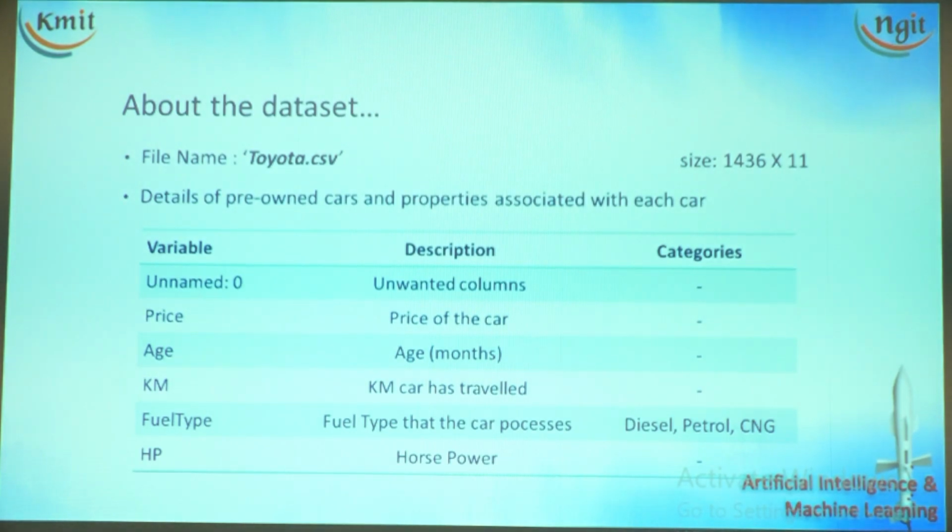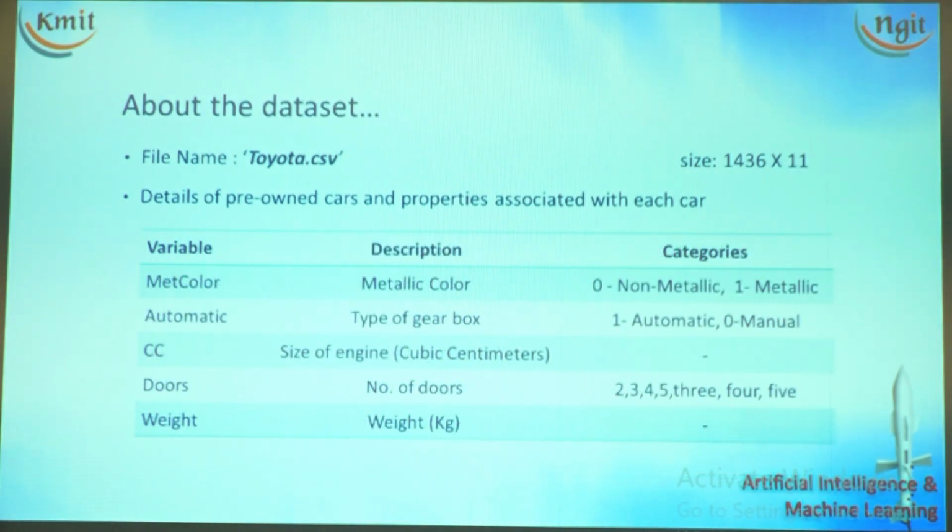Then HP, horsepower. Okay. Then color of the car, metallic color. Is it a metallic color or a non-metallic color? So again, what type of data is it? Categorical. Categorical, metallic or non-metallic. Basically 0 and 1 here because there are only two categories. There can be more than two also. Then automatic. Is it an automatic gearbox or a manual gearbox? Okay, again categorical.